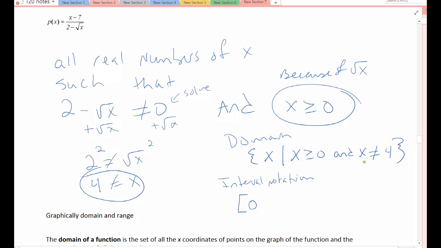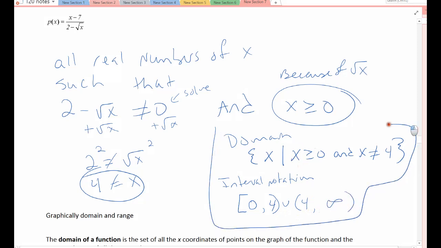But I don't go forever. There's a break at 4. So I go from 0 to 4, there's a break. 4 is not included, so I put parentheses. There's a break, so I break it at 4, with parentheses, because that's where my break is, and it doesn't exist. And then after 4, everything's fine, right? Everything after 4 is shooting off to infinity. And there would be my set notation and my interval notation for this particular problem.